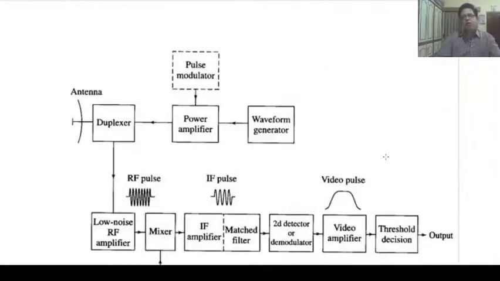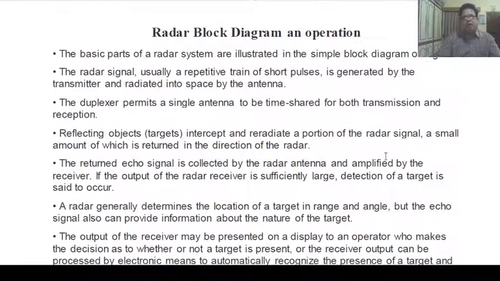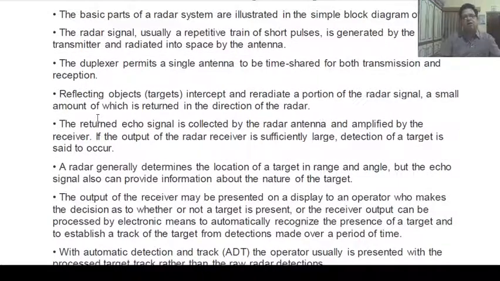Now we go briefly over each part of this figure. The radar signal is usually a repetitive train of short pulses. The repetitive train of short pulses is generated by the transmitter and radiated into space by the antenna. The duplexer permits a single antenna to be time shared for both transmission and reception, a single antenna at a time for transmission or reception.